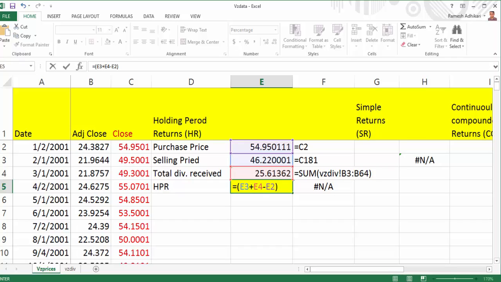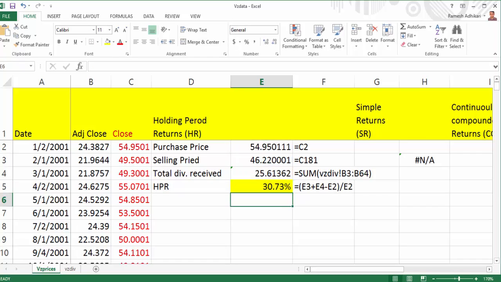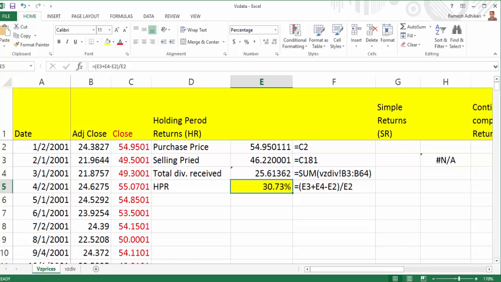How much did you put in at the beginning? That's your investment, which would be the purchase price. So if you do this and press enter, you get the 30% holding period return. You can also calculate monthly or annual holding period return, but I'm not concerned with that here. I just want to teach you how to calculate holding period return. This is one of the measures of stock return, which is very simple.